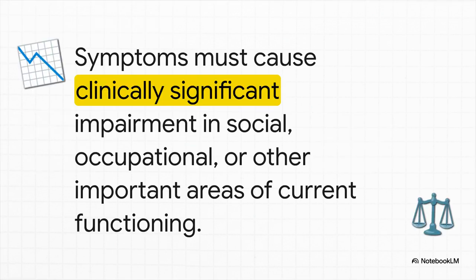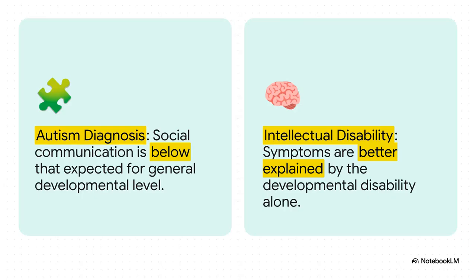Next up is Criterion D. This one answers a really important question. So what? Do these traits actually cause problems? For a diagnosis, they have to cause clinically significant impairment. This means they aren't just quirks, they create real, tangible challenges that impact a person's life at school, at work, or in their relationships. And the final check, Criterion E, is all about ruling things out.